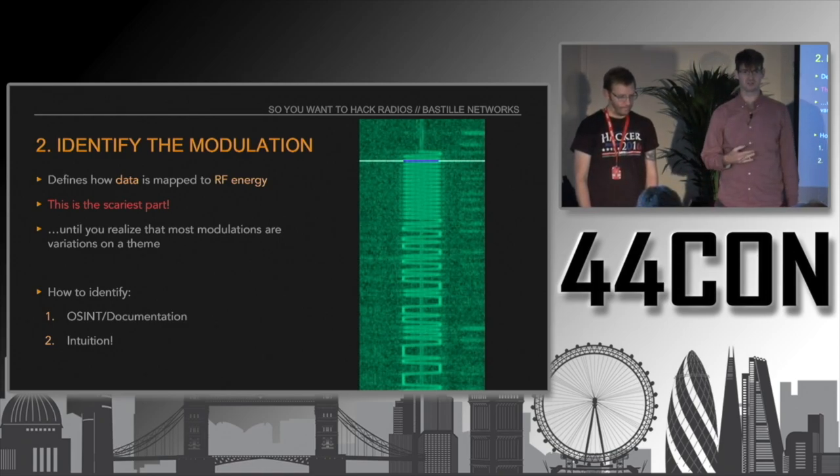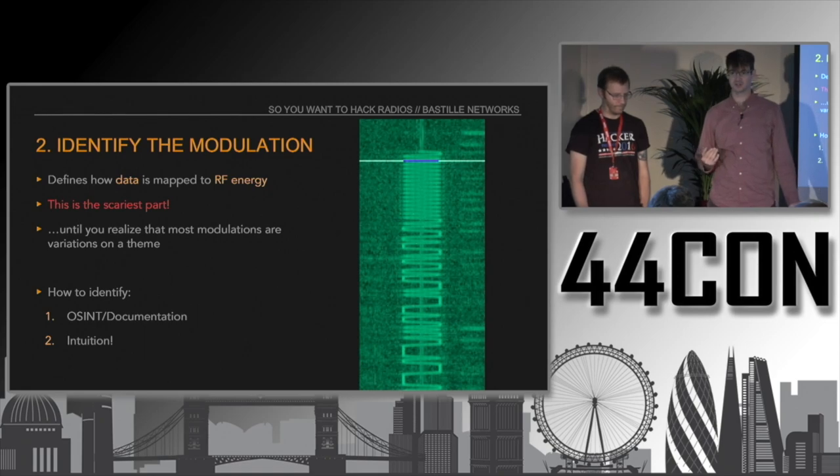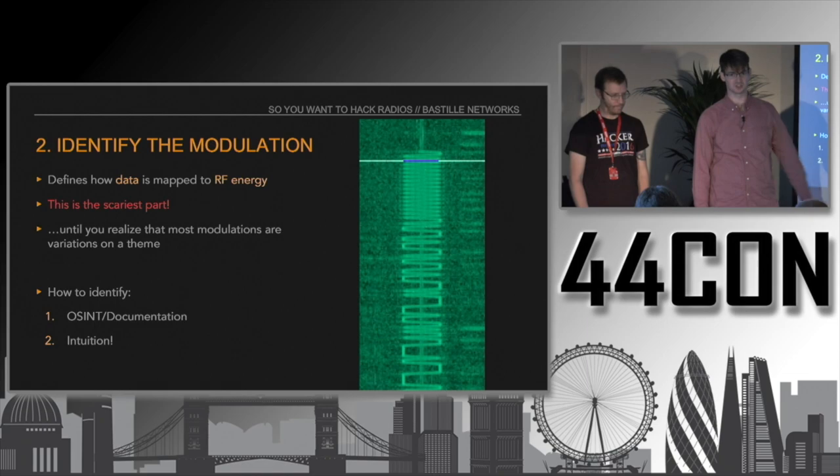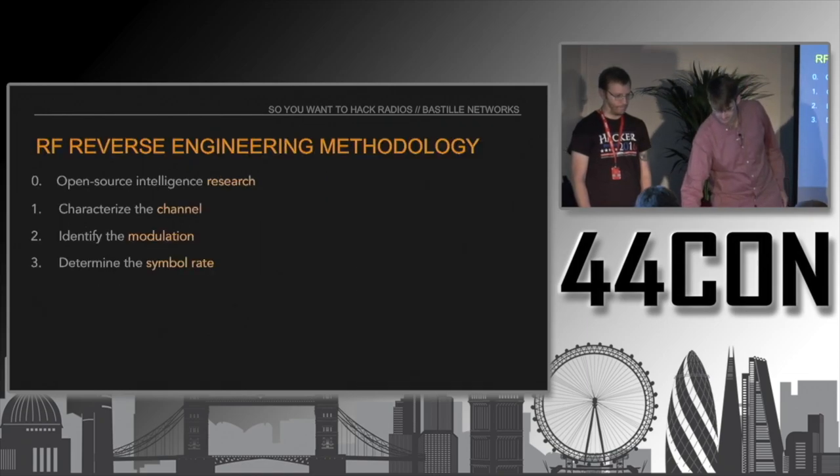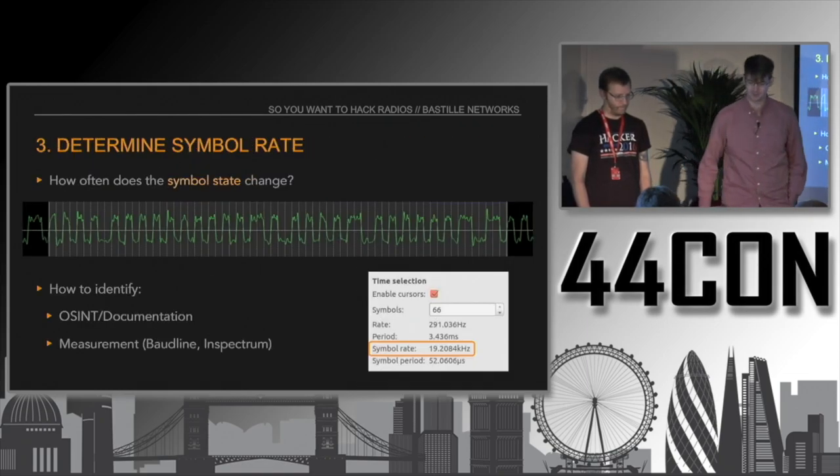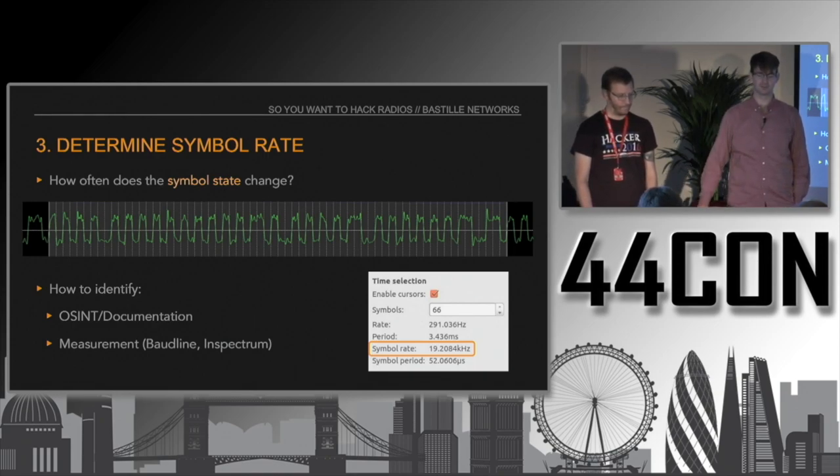This part is kind of daunting at first. The intuition does come pretty quickly because a lot of the low complexity modulations that are used for systems like this are really just variations on a few different algorithms. So we'll walk through our process and what's telling to us as we try to identify the modulation. Step three is to determine the symbol rate, which is how often that symbol state changes, and we'll use some popular tools to go through this and hopefully show some insight on how this part can be made easy.